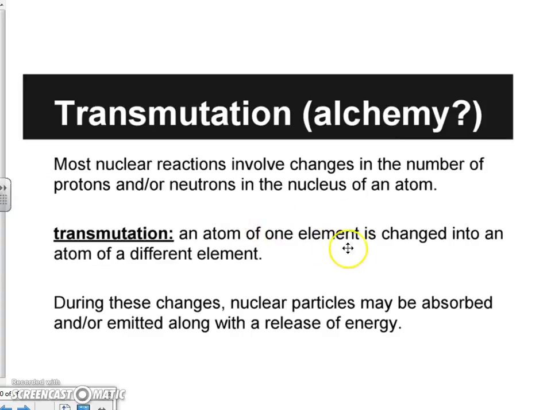So an atom of one element is changed into an atom of a different element. During these changes, particles are either absorbed or released, and you also get energy as gamma rays, or in the case of a nuclear explosion, just whatever kind of energy you want to call it. You get light, sound, all different types of energy as well.